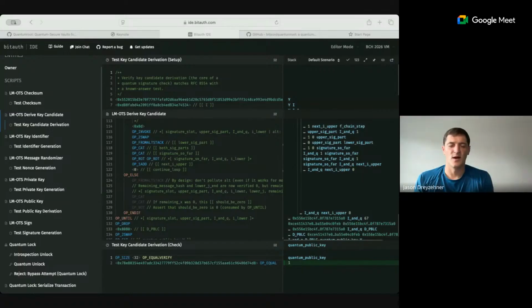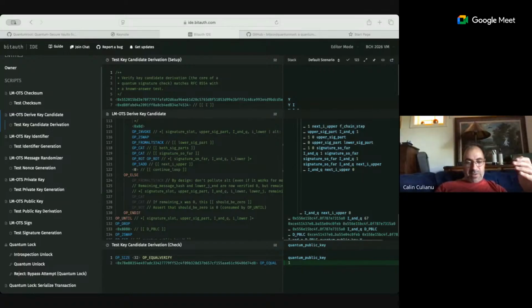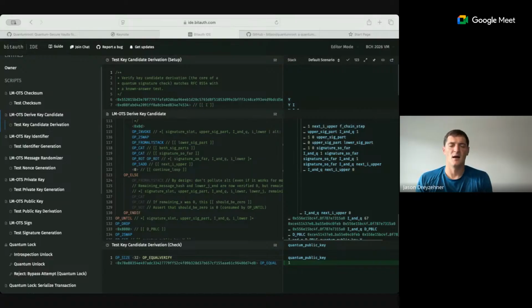Whereas with this, I think it is a worthwhile distinction to still distinguish between P2PKH, which is reasonably quantum secure and can be upgraded to be quantum secure, whereas P2PK without the hash, pay to public key that's unhashed, cannot be upgraded to be quantum secure.